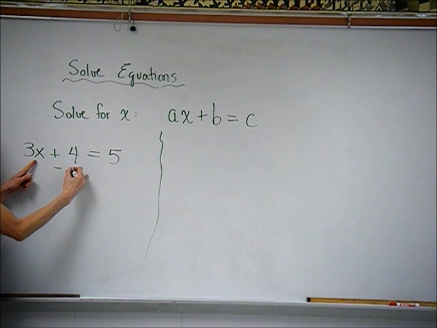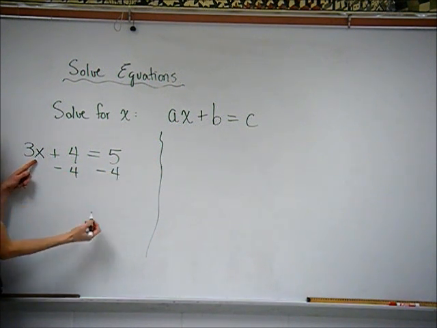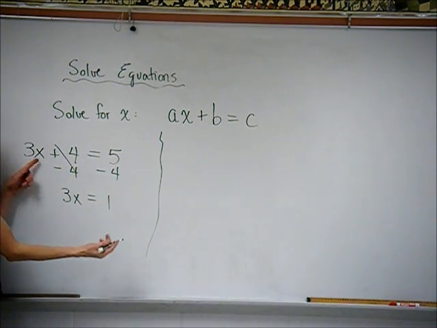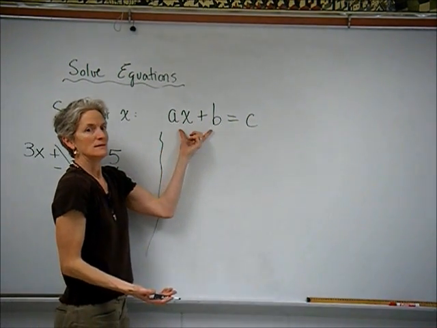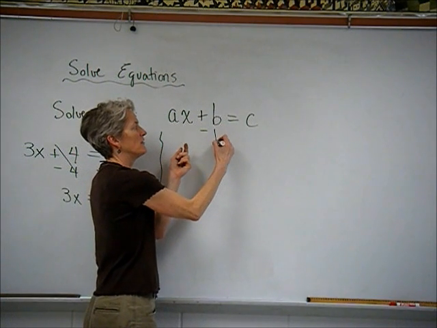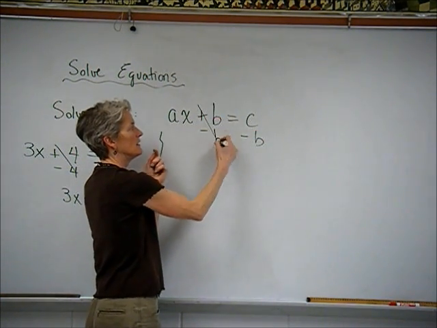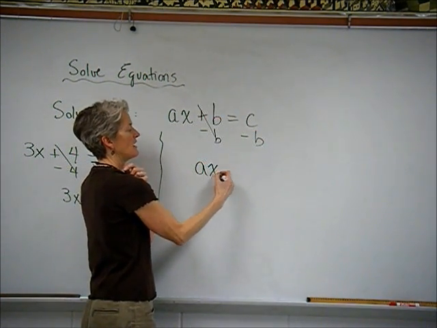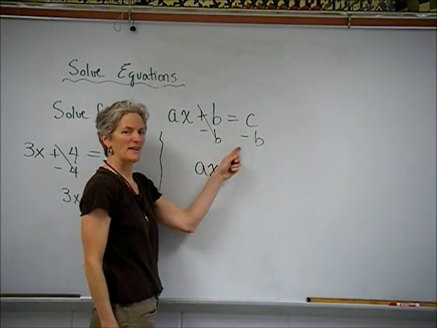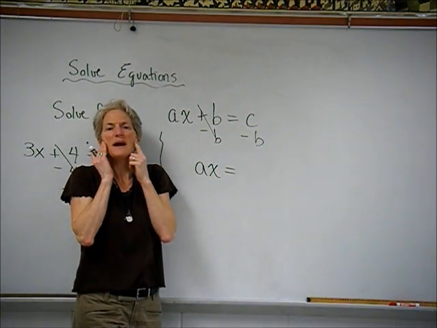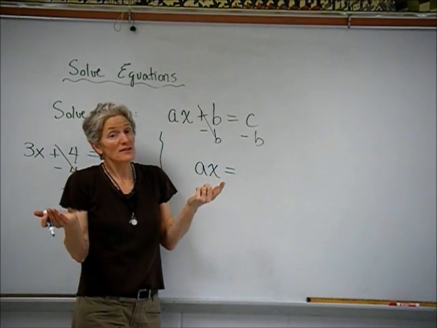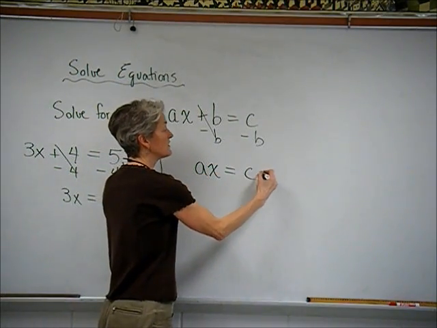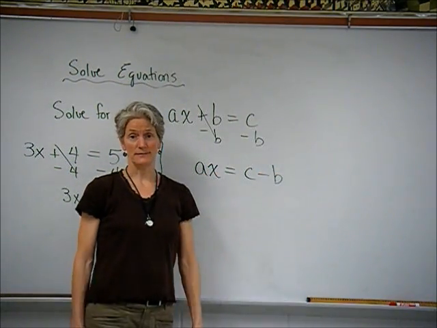Let's see. You would subtract 4 first. Right? All right, so can I subtract b from both sides? So I have a times x equals, this is the part that freaks people out. They say, wait, what's c minus b? Well, those aren't like terms. So c minus b is just c minus b. That's all you can do.